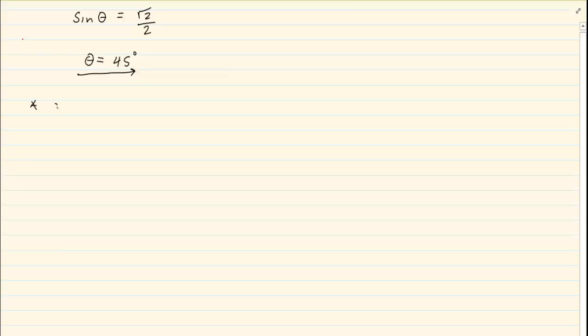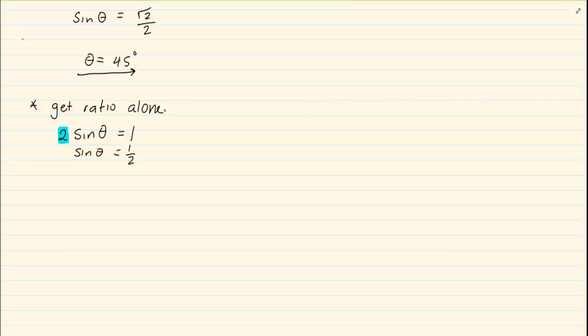The first rule says get the ratio alone. When we're talking of getting the ratio alone, you must remember it does not refer to the thing immediately next to the ratio. Now look at the difference. If I give you 2 sin theta is equal to 1, you have to get rid of the 2. So you end up with sin theta is equal to 1 over 2. But if I give you sin 2 theta is equal to 1, then you can't remove the 2. Can you see the difference?